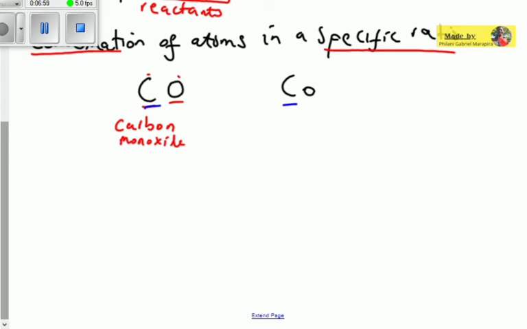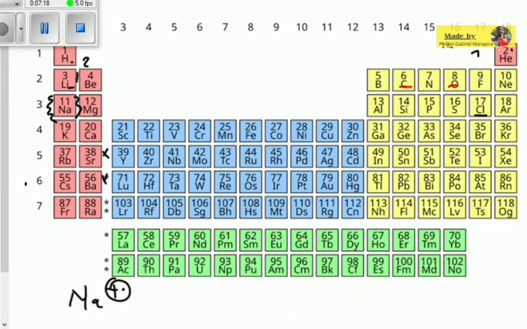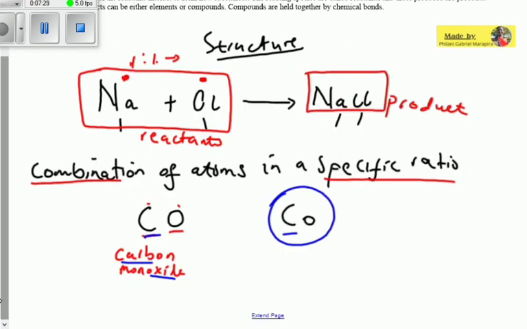So you can see that CO, which is carbon monoxide, is a compound comprising carbon and oxygen. And then in this case, we've got carbon, we've got cobalt. This is an element, cobalt. We can actually find it in the periodic table. Element cobalt, element number 27 here. This is cobalt. So you can see that the difference here is only the capitalization of the letters.